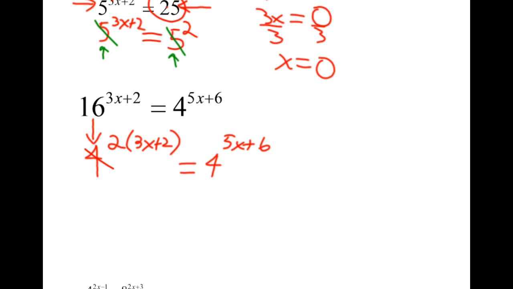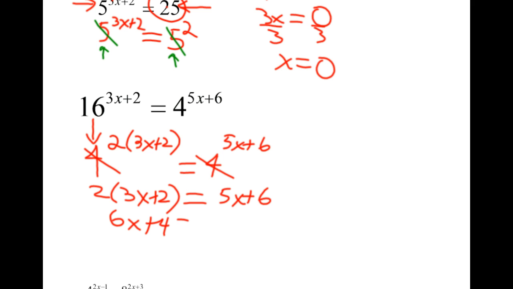Now that my bases match, I can ignore them and just focus on my exponents in a new equation that says 2 times the quantity 3x plus 2 equals 5x plus 6. That's an algebra 1 problem, would you agree? Yeah. Just distributing the 2, I get 6x plus 4 equals 5x plus 6. Subtracting the 5x across, I get x. Subtracting the 4 across, I get 2. So x should equal 2. And that's my answer there.